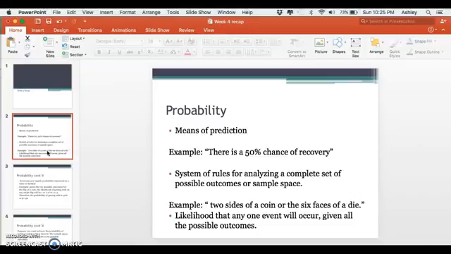Statistically, we can view probability as a system of rules for analyzing a complete set of possible outcomes, or what we often call a sample space. An example of this could be you have two sides of a coin or six faces on a die. Okay, an event is a single observation or observable happening or outcome, such as the appearance of tails on the flip of a coin, or a 3 on the toss of a die. Okay, probability is the likelihood that any one event will occur given all possible outcomes.